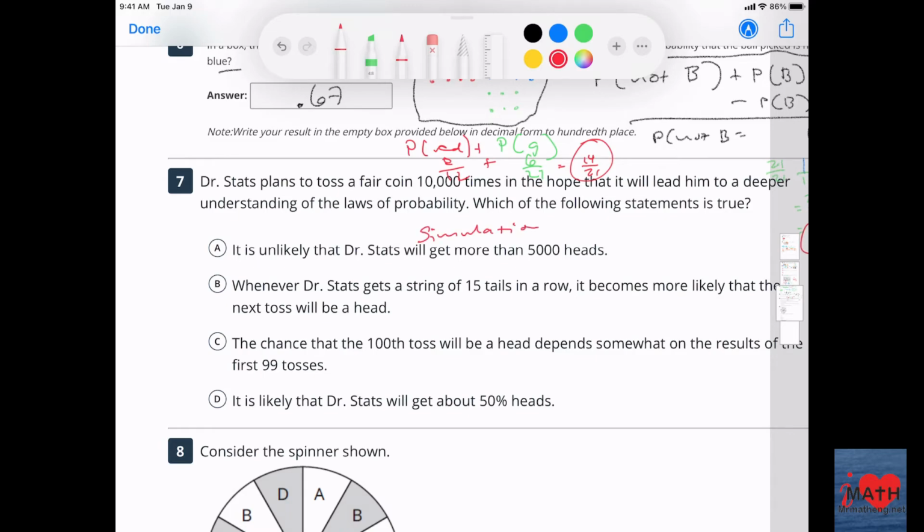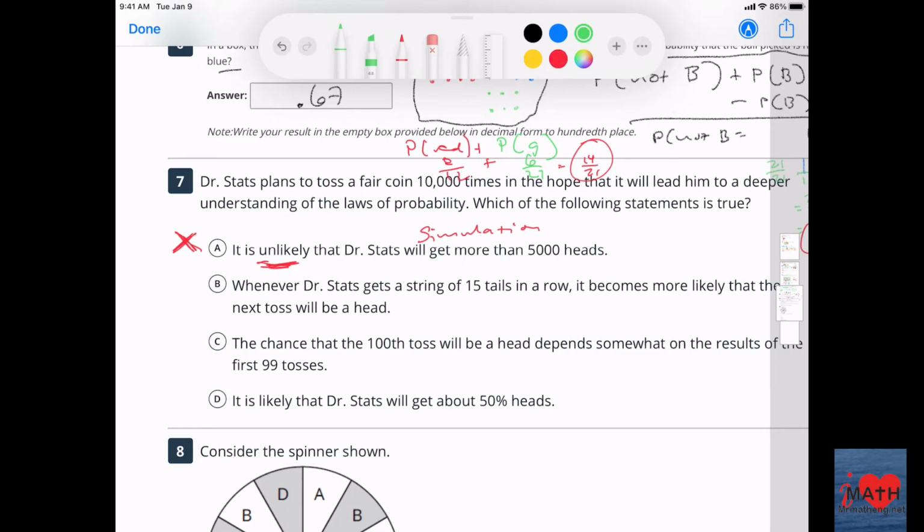Simulation could happen where one time you might get 6,000 heads. You flip it another 10,000 times, and it's possible that you get only 2,000 heads. So the word unlikely, it is possible you can get that. So I don't think that is the true statement.